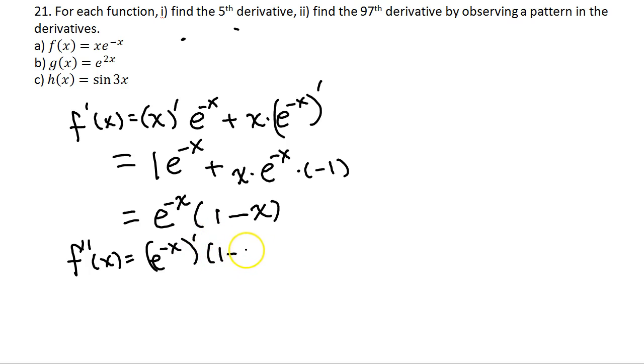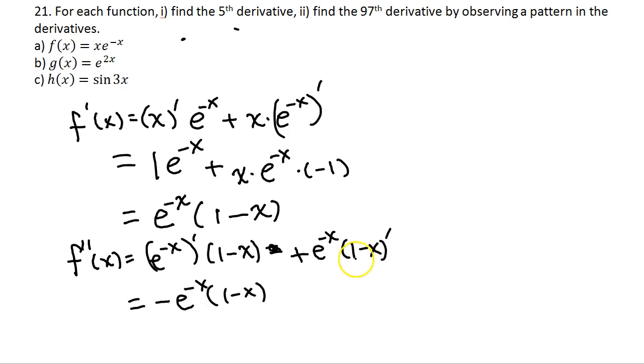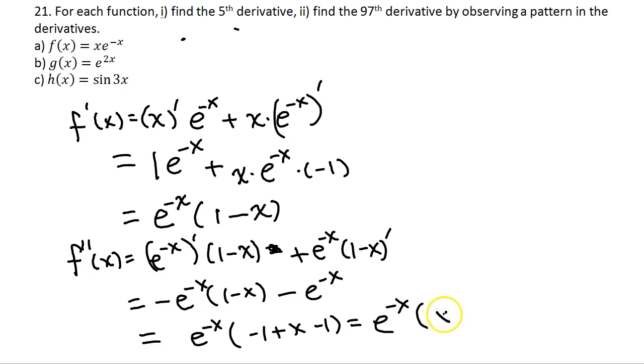Again, you have to use the chain rule. Plus, this differentiates to negative e to the negative x. This differentiates to -1. Since they both have e to the negative x, it's -1 plus x and then -1, so it's e to the negative x, x minus 2.